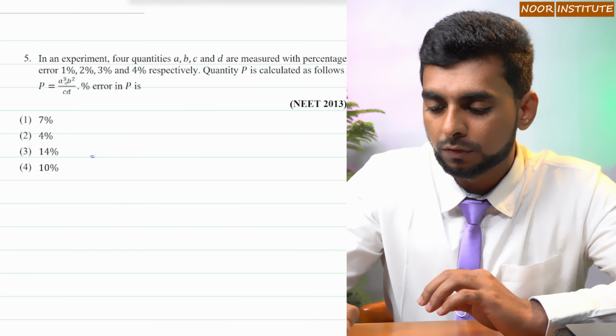So for the first one, you have A cube. So for A cube, this is in power. Therefore, you'll have 3 into the percentage error in A.